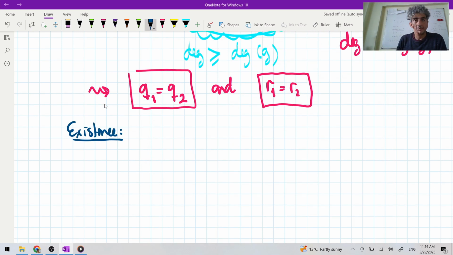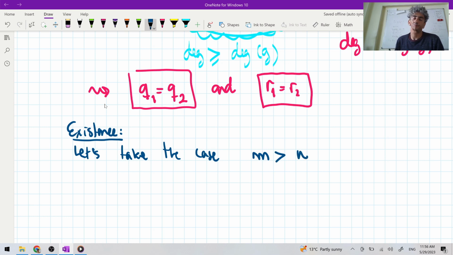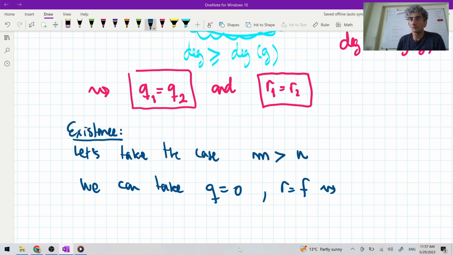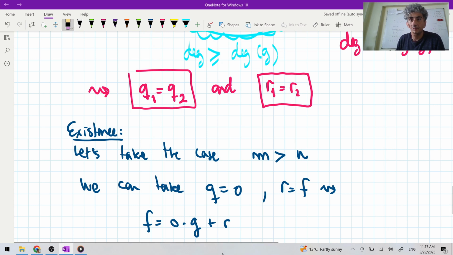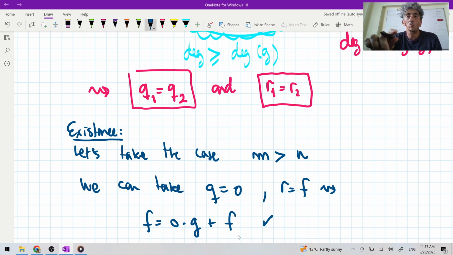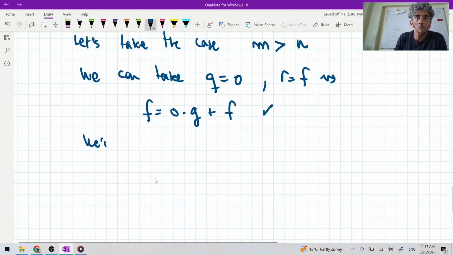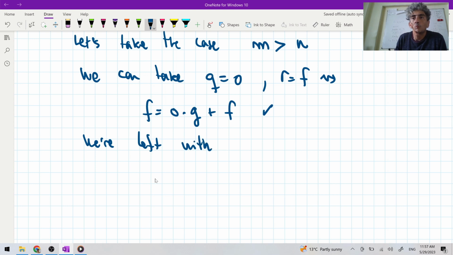So let's try cases. Let's take the case of M being greater than N. In that scenario, we can take Q equal to the zero polynomial and R equal to F. So F is trivially written as this. Okay, so we're left with the case M being at most N.